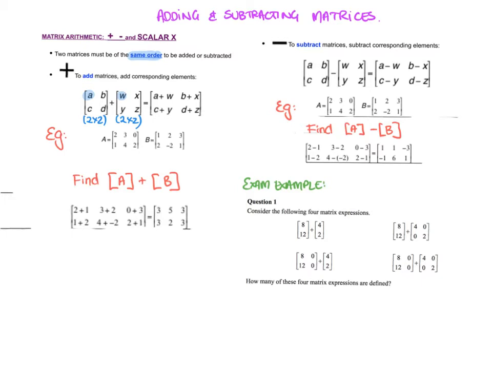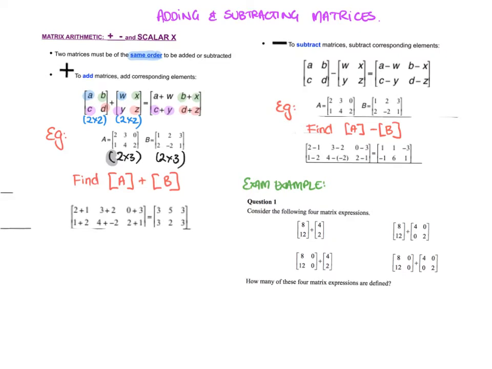So the A would get added with this B would get added with there, you can see there. C gets added with the Y because they're in the same spot, and D with Z. So you can see you add the same spot, and it's the same when you subtract. So it's pretty easy. If we look at this example here, we have a 2 by 3, and this is also a 2 by 3.